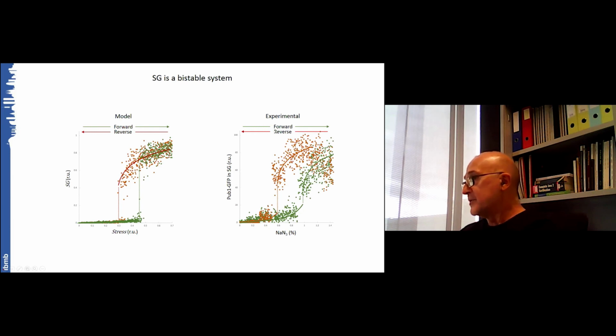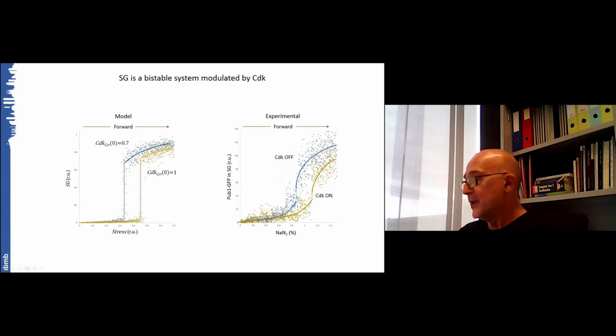Now, for the reverse experiment, we do the opposite. We start with cells that have been stressed to maximum levels, and we start decreasing the level of the stressor, in this case, sodium iodide. And we also record the number of granules. And as you can see, it is in this kind of dual experiment that you can tell whether a system is behaving in a bistable manner or not. Okay? All right, so let me move on.